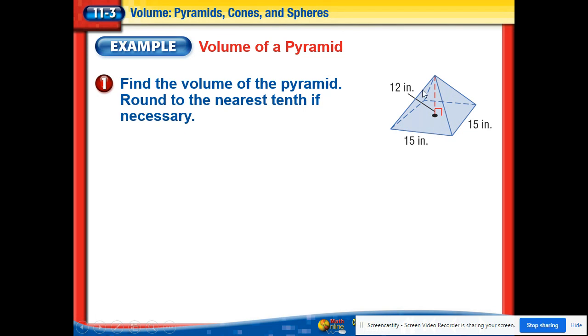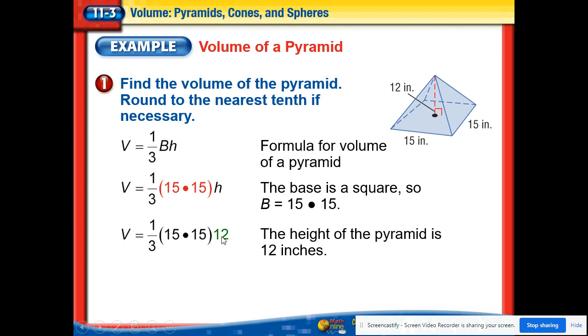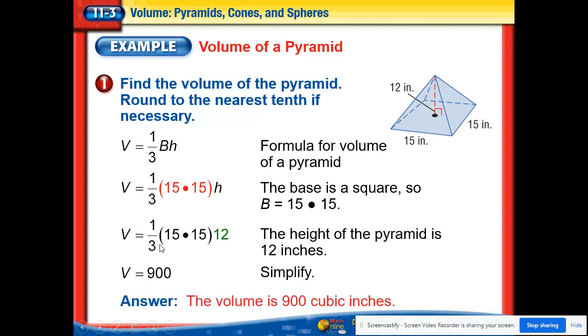So here we have a rectangular pyramid. Actually, it's probably a square pyramid. Notice these are the same. So we're going to find the area of this base, which is just base times base here, multiplied by the height, and then divided by 3. So the 1/3 base times height. The base is 15 and 15. Multiply that together, and we're going to multiply it by the 12 for the height. And then at the end, we'll divide by 3. So 15 times 15 times 12, and then divide by 3, and you get 900. So we have 900 cubic inches.